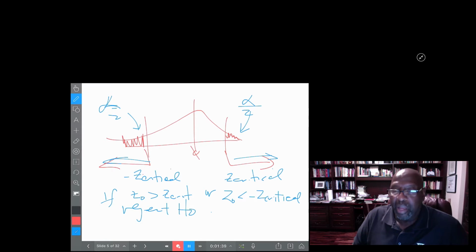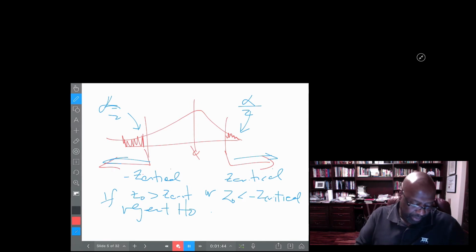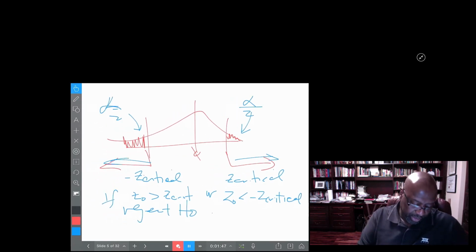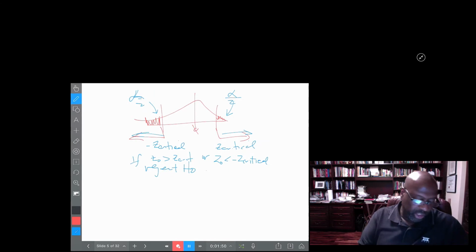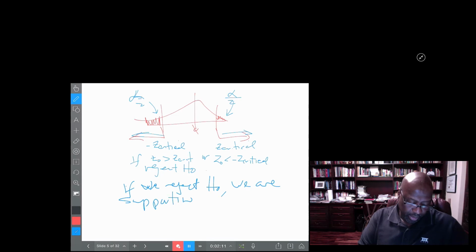So whenever we reject the null hypothesis, our conclusion is that we have evidence to support the alternative hypothesis. So if we're rejecting H0, then we're supporting HA. Always remember that. Okay? So that was step 3.